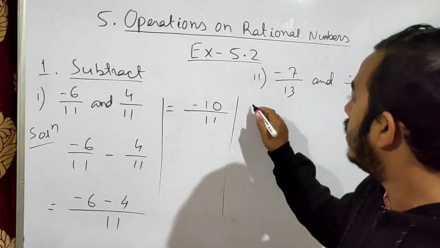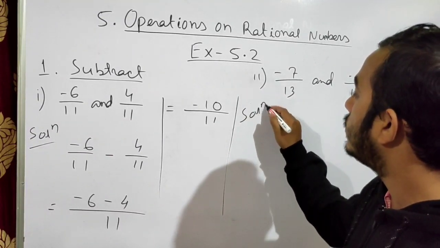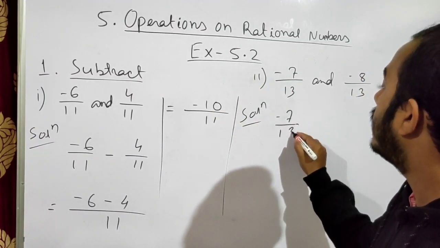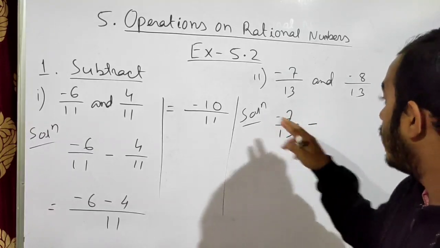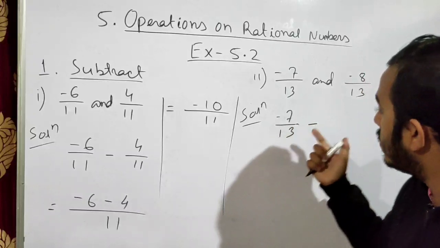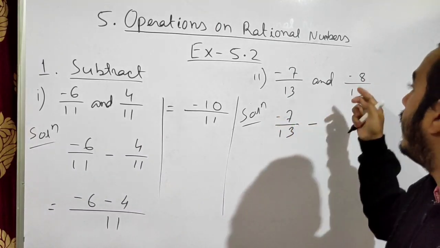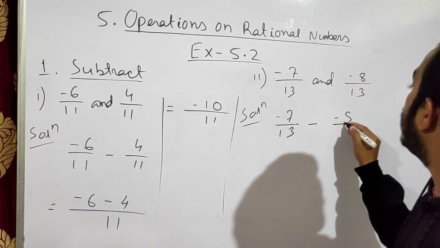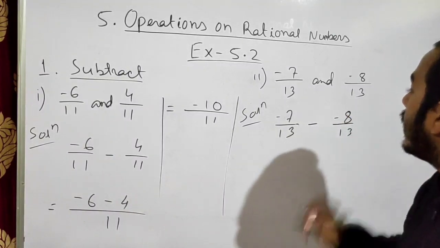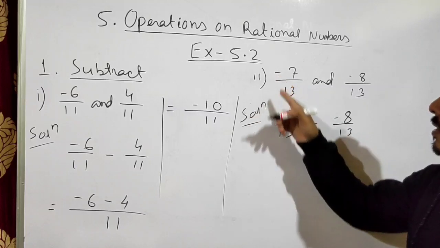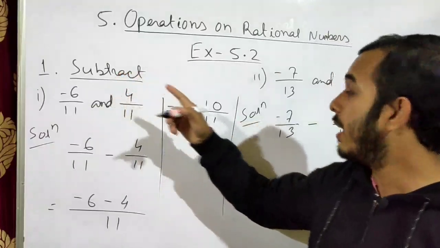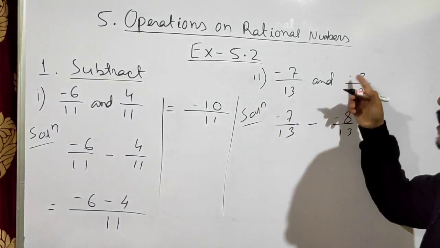Look, so we'll be writing the solution, then we have to subtract, isn't it? So it will be minus 7 by 13 minus. This minus is for subtract, okay. Subtract means minus, this symbol. And this minus is there because this rational number is negative, the numerator here is negative, okay. This one is for that subtraction. Clear? And this is for that one.